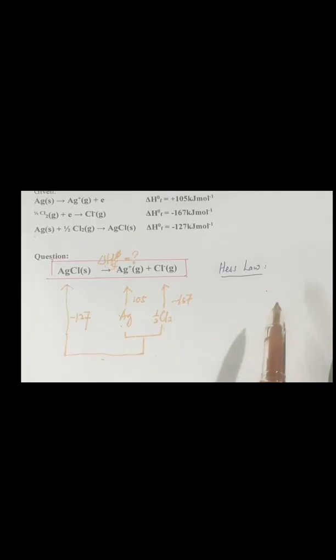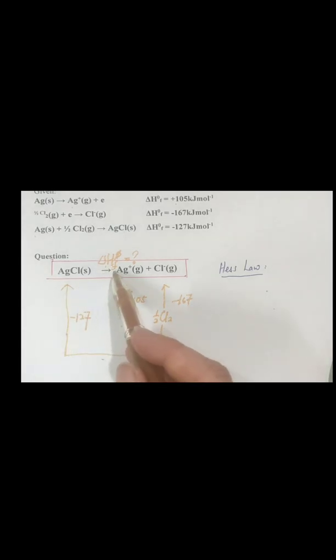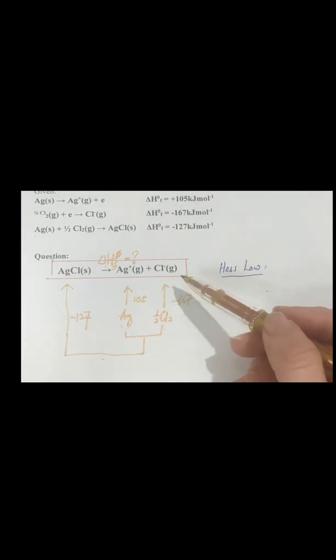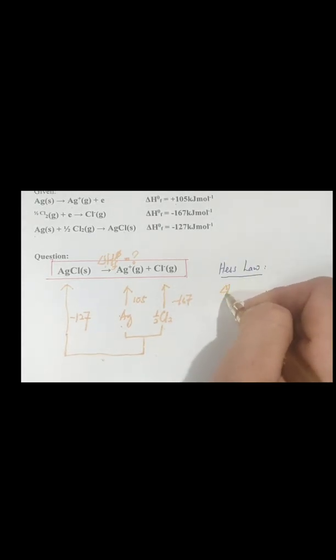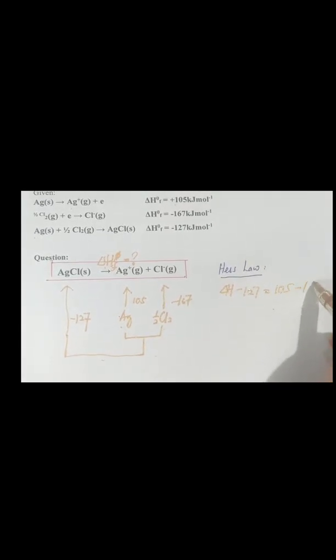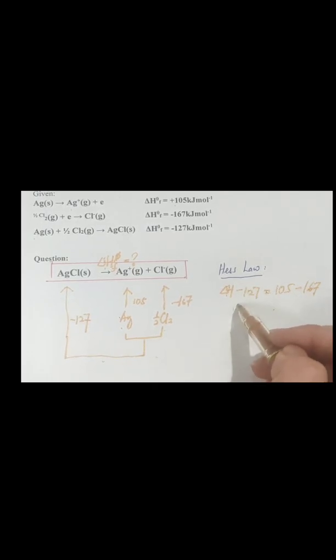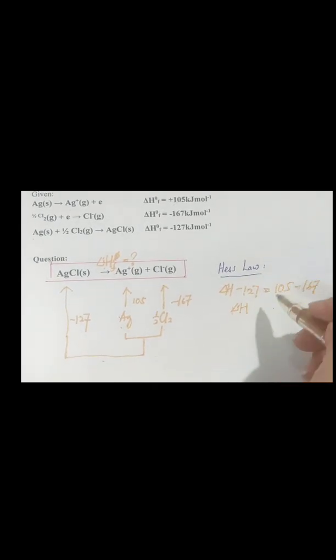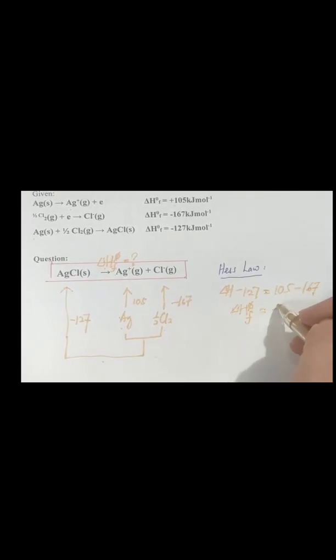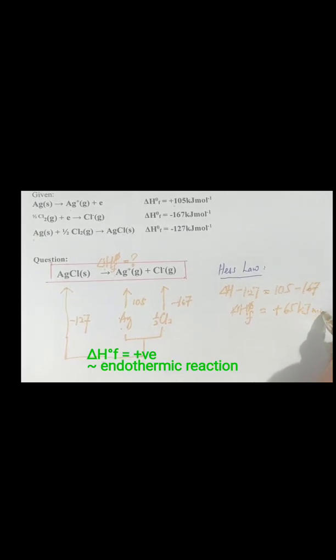Then by using Hess's law, clockwise is equal to anti-clockwise. So lastly, your answer should be like this. Then the standard enthalpy change of formation should be equal to positive 65 kilojoule per mole.